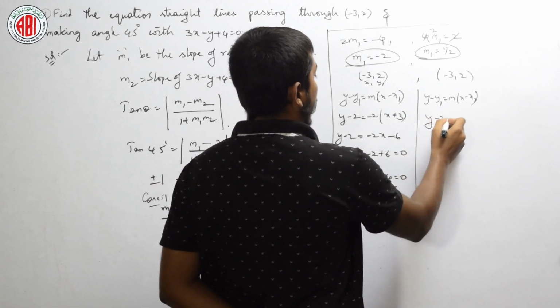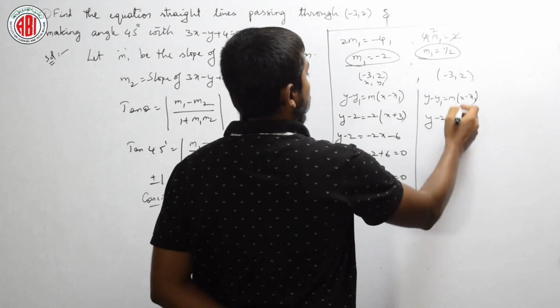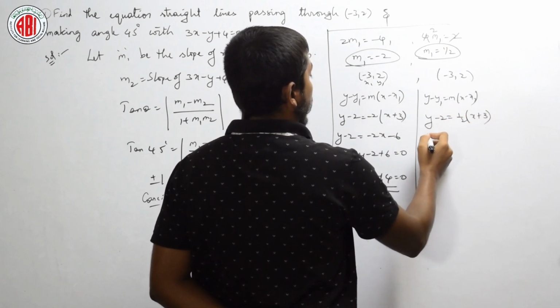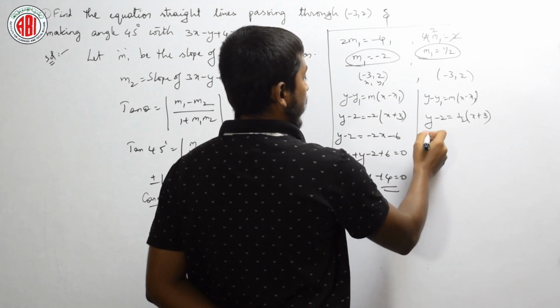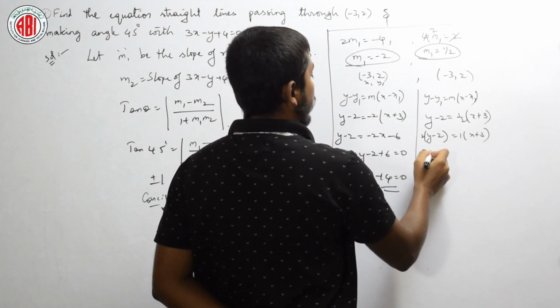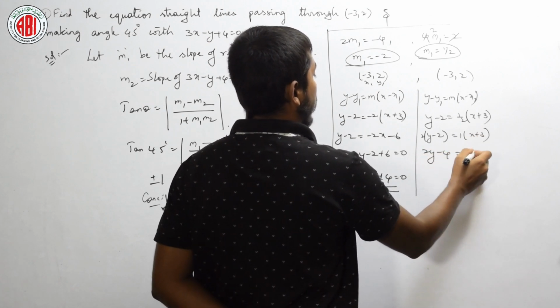Here also, y minus 2 is equal to, what is m? 1 by 2 into x minus of minus 3, that is plus 3. Here multiply this 2 to this side: 2 into y minus 2 is equal to 1 into x plus 3. It becomes 2y minus 4 is equal to x plus 3.